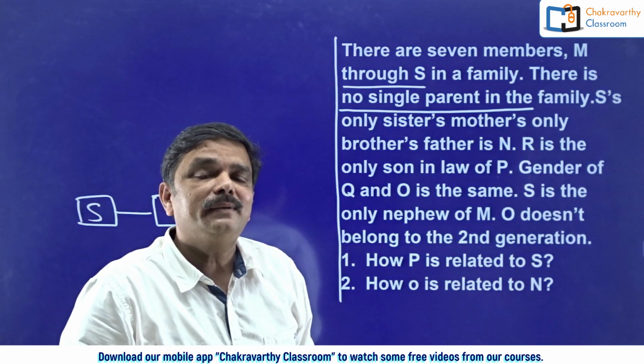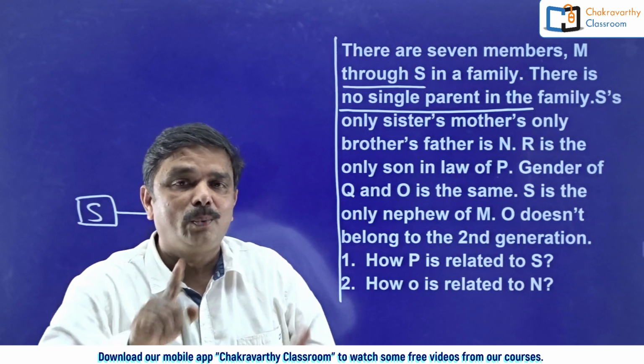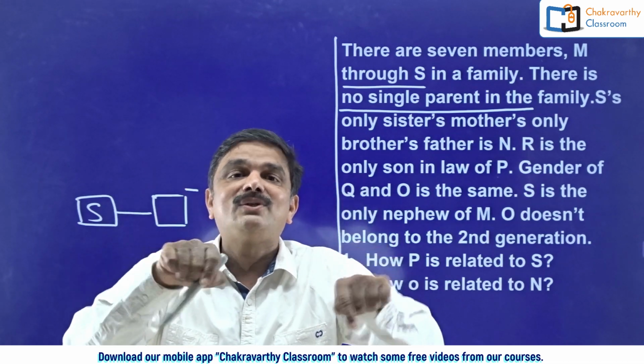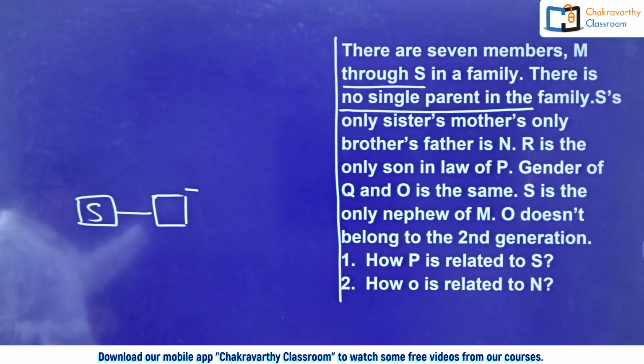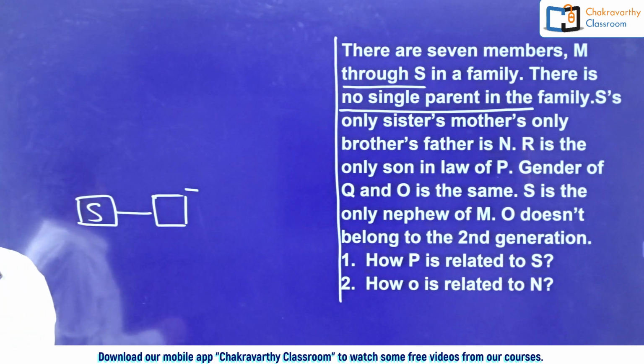What do you mean by only sister? Some of the students are getting confused between only sister and only child. Only sister means S has only one female sibling. That's it.